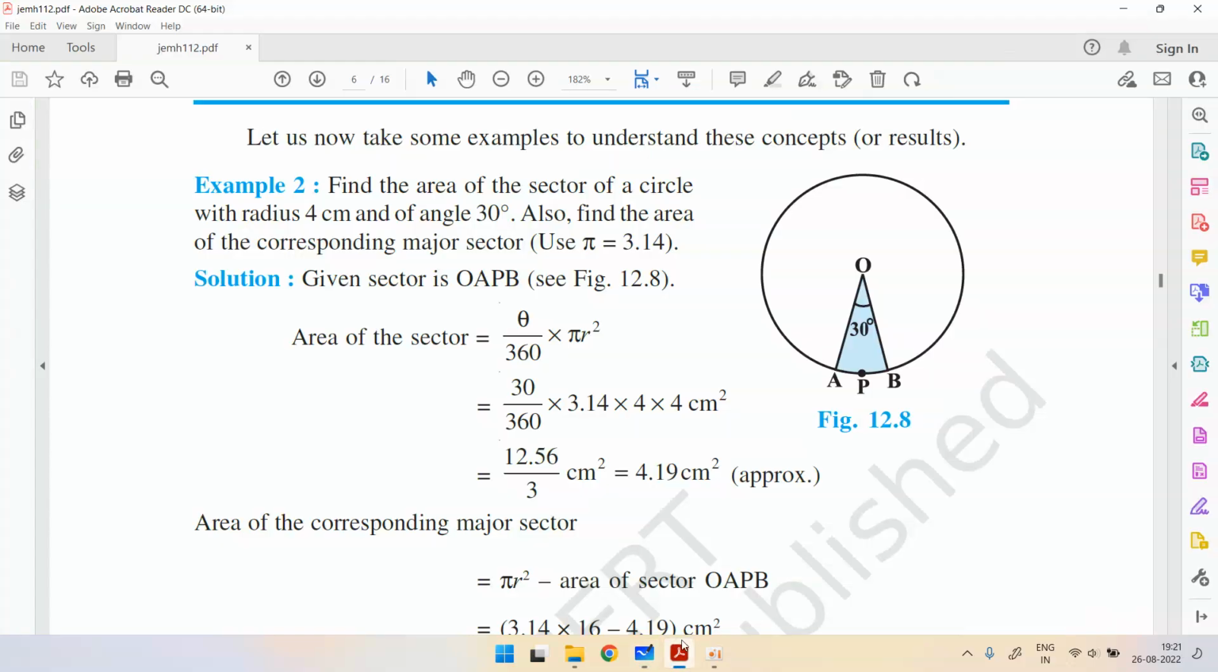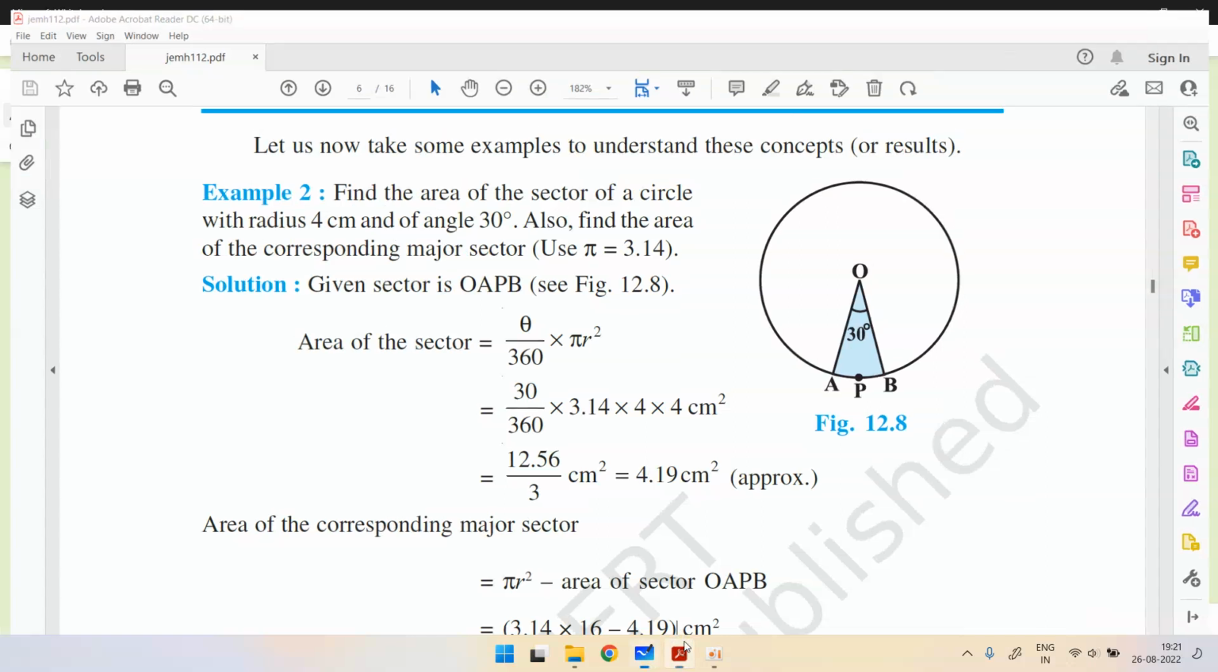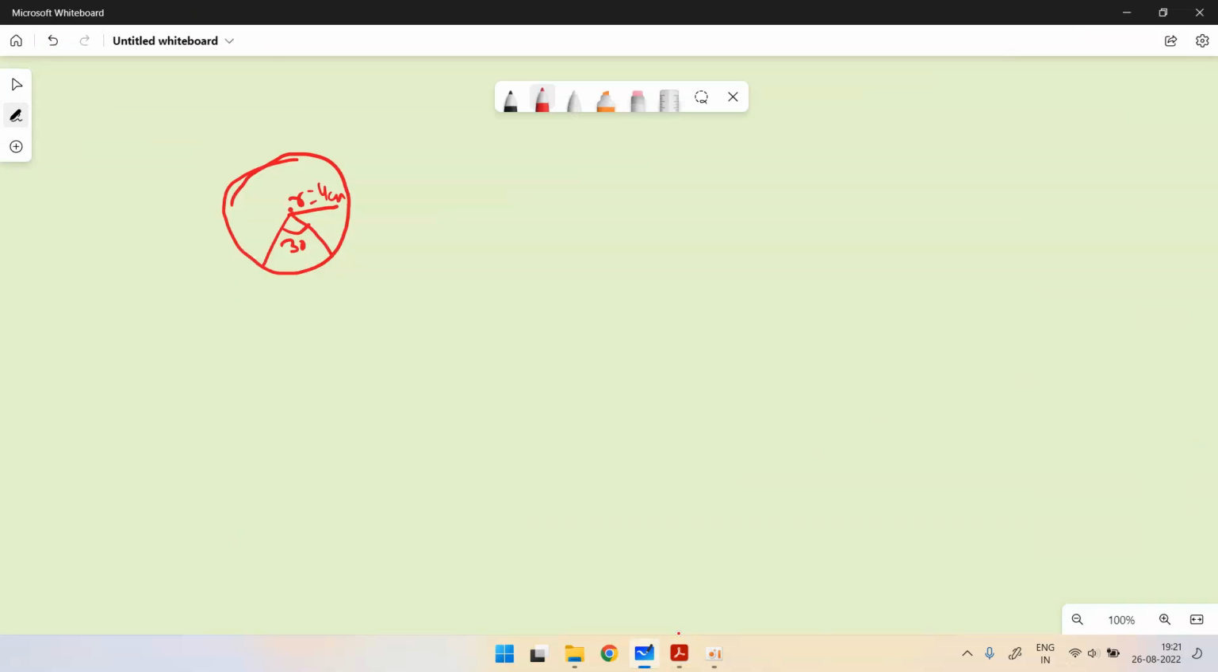Here it's a circle, radius 4 centimeter, and this is a 30 degree angle. Is it 30 degree or 60 degree? It's a 30 degree angle, radius 4 centimeter. You have to find this area.